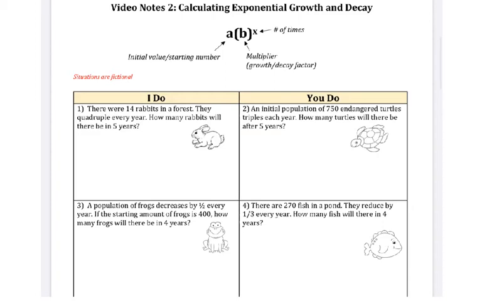Just like you saw in video 1, our A value is our starting value, our initial number. Our B value is the multiplier, that's the growth or decay factor. And then X is the number of times that it happens. You were really good at this last week.